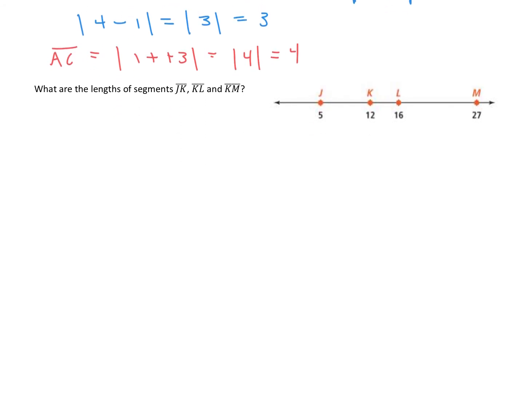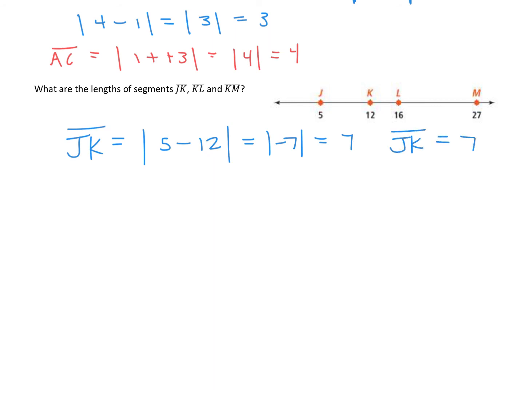So let's find the length of segment JK. Because we're finding the length, we're going to do absolute value of J is at 5 minus K is at 12. And I could have done 5 minus 12 or 12 minus 5. Because of the absolute value bars, we do end up with the same answer. 5 minus 12 is negative 7, and the absolute value of negative 7 is positive 7. So segment JK has a length of 7. All of your lengths will be positive, distance is positive.